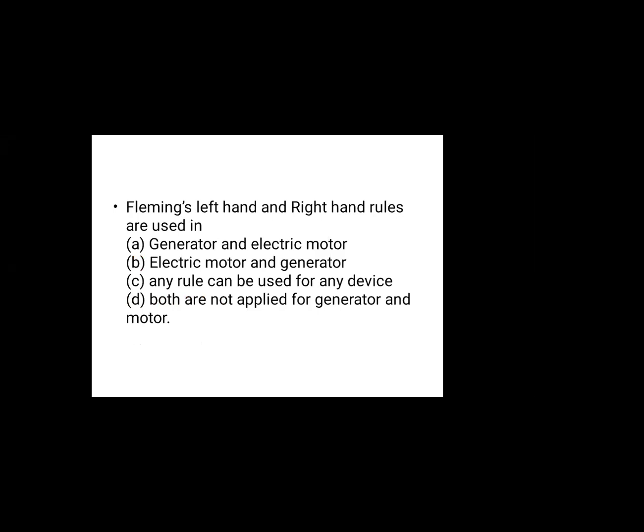Fleming's left-hand and right-hand rules are used in dash. Electric motor and generator. Option B. First is the left-hand rule, so first it has to be electric motor. So option B. Very good.